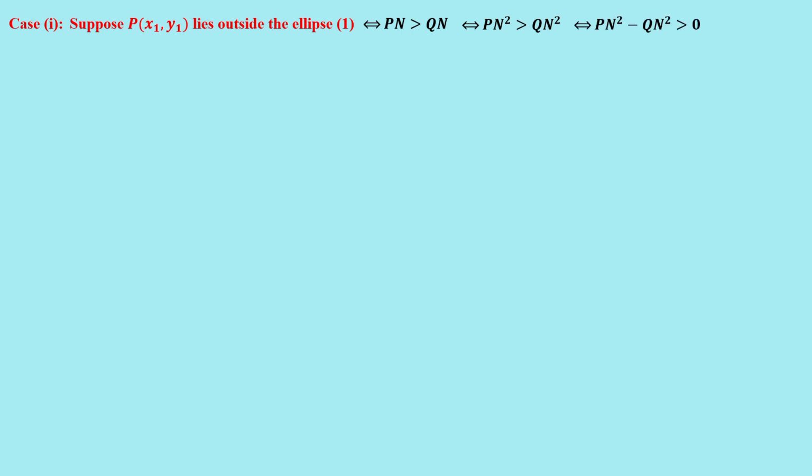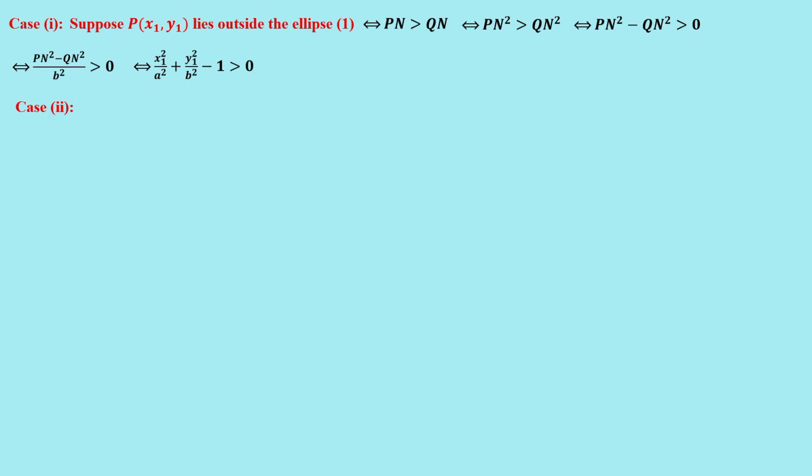So case 1, suppose P (x1, y1) lies outside the ellipse. Then the distance Pn square is greater than Qn square, because P is outside, Q is on the ellipse. So the distance Pn is greater than Qn, therefore Pn square is greater than Qn square. So Pn square minus Qn square is greater than 0, so Pn square minus Qn square by b square is greater than 0 if and only if x1 square by a square plus y1 square by b square minus 1 is greater than 0.